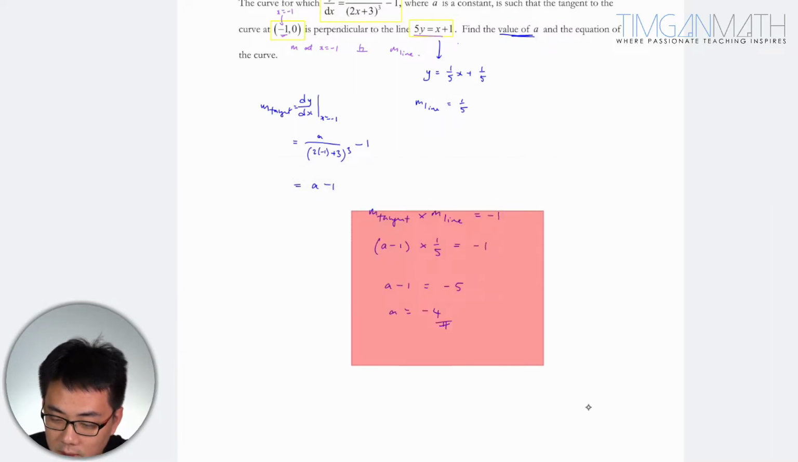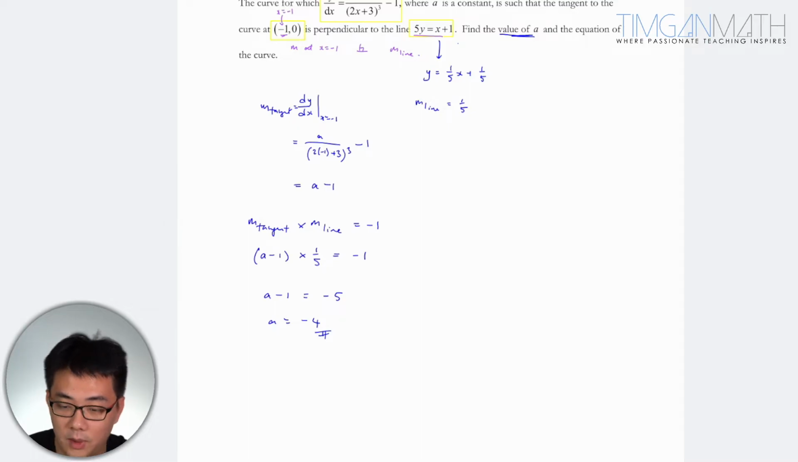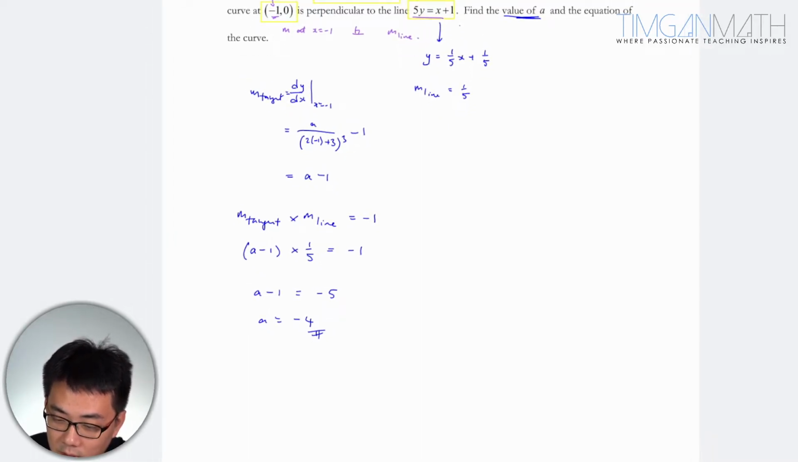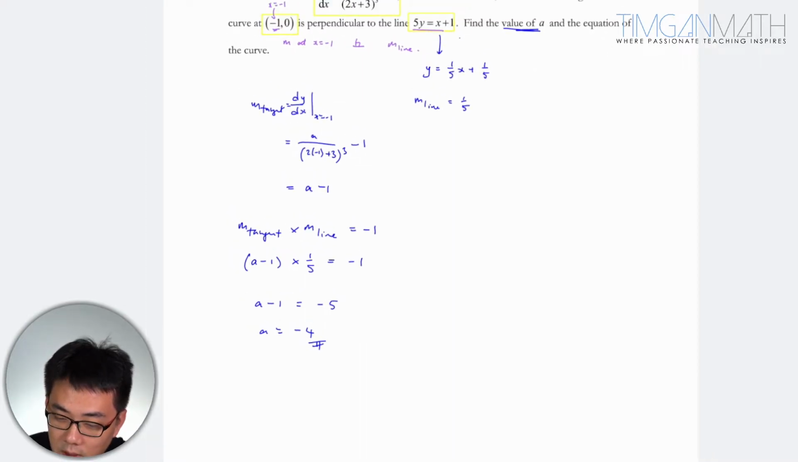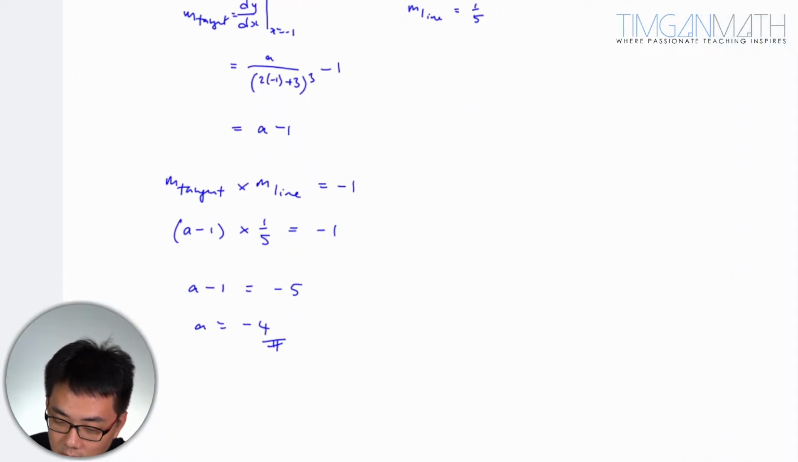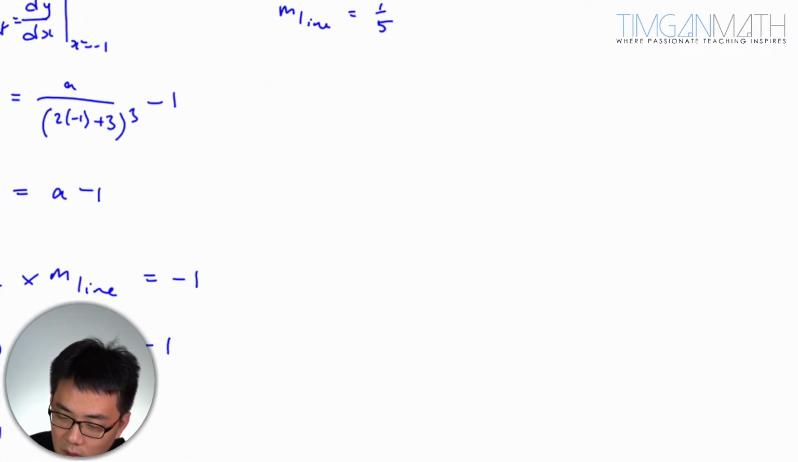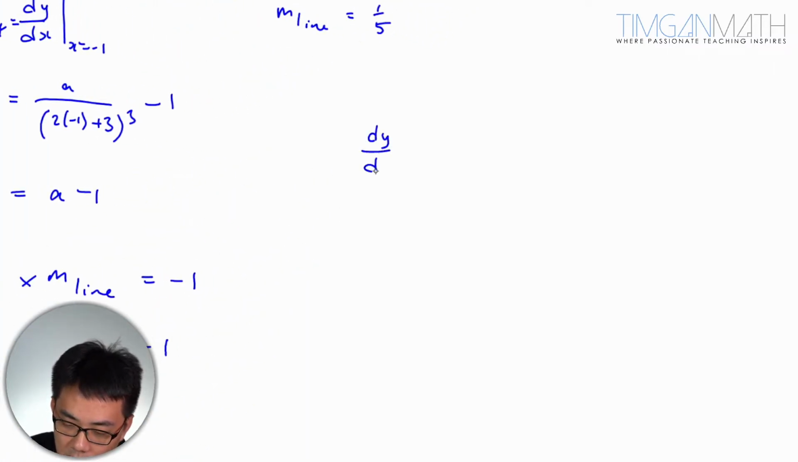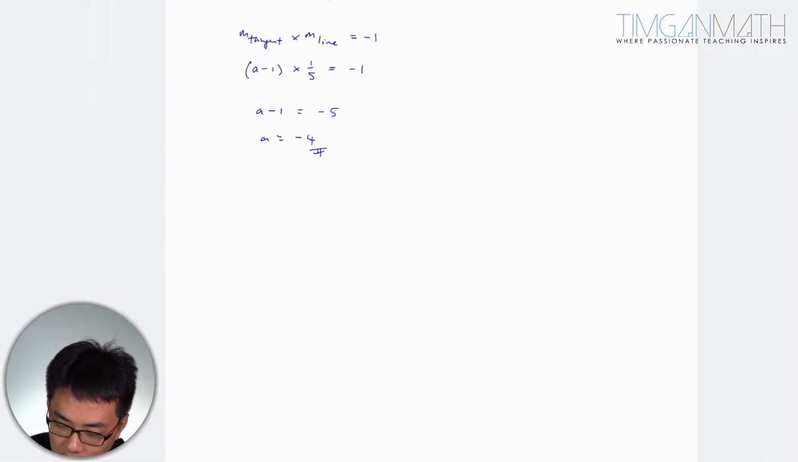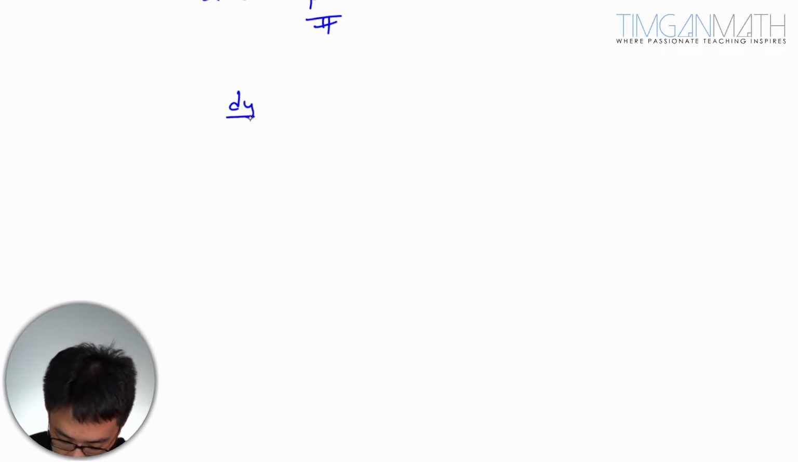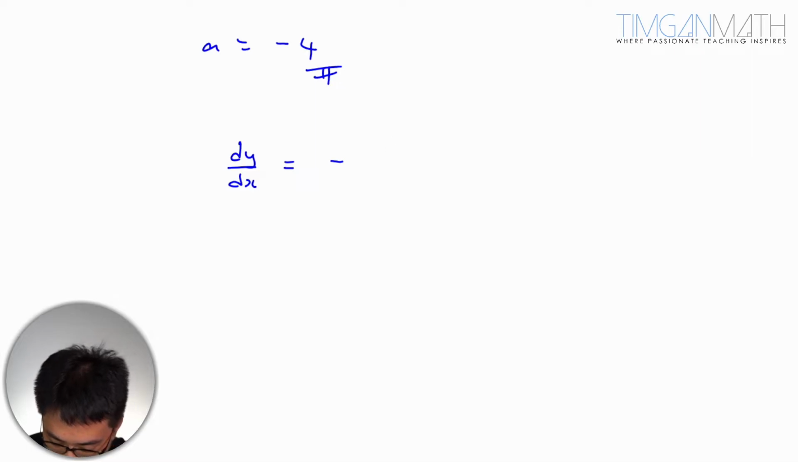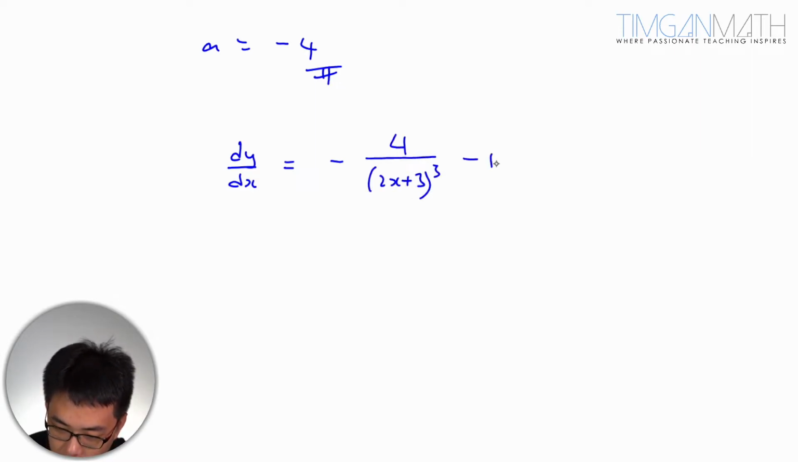Subsequently, what we need is actually just to find the equation of the curve. We're just going to integrate to find the equation of the curve. So in other words, dy/dx, let me just write this down here. dy/dx equals -4 over (2x plus 3) cubed, minus 1.